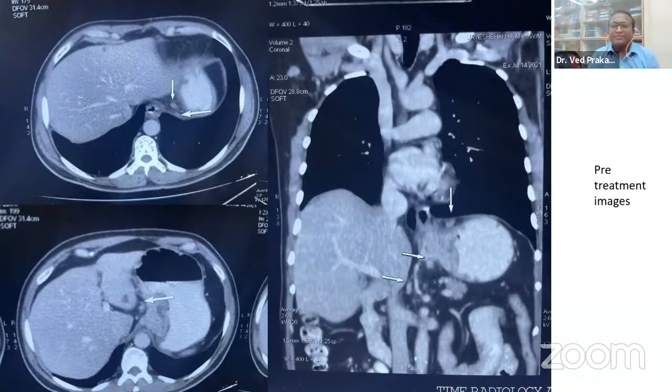Yes, sir. That is under debate, sir. That is also another option, sir. But Siewert type 2 is considered as an esophageal tumor, sir. So that is why I am going ahead with the CROSS protocol. Rather, I would prefer perioperative chemotherapy in Siewert type 3, sir.